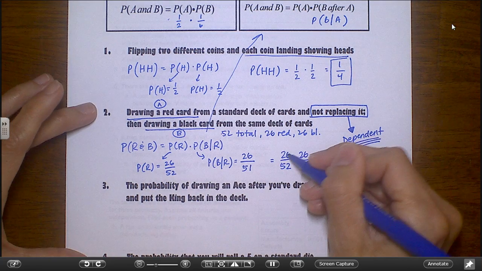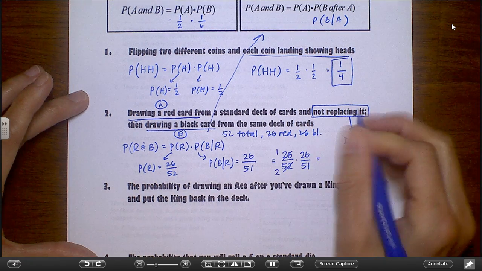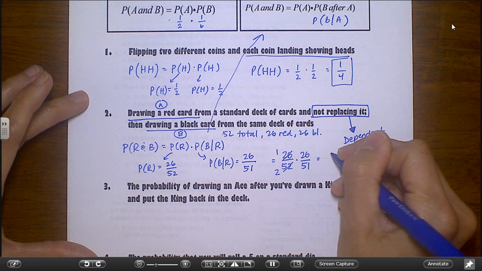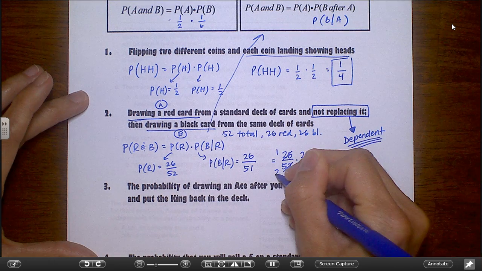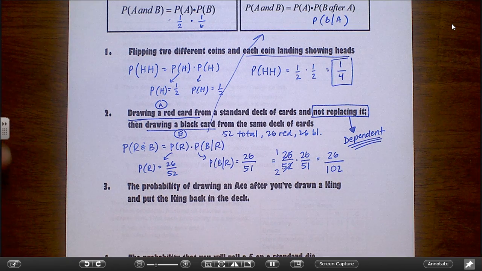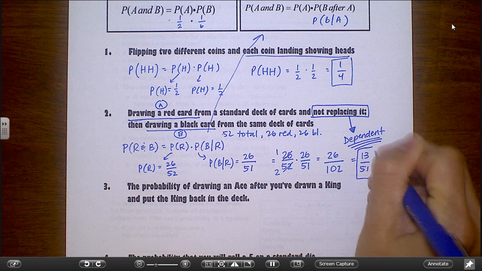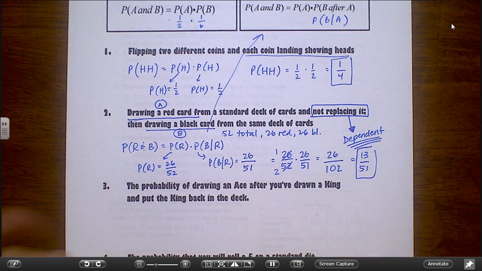Might be a little bit easier to reduce one of these first. I mean, you can use a calculator too, but that's 1/2, right? So now we do 1 times 26 is 26. 2 times 51 is 102. And then you could reduce from there as well. So 2 goes into both of those. And then if you want it in lowest terms, you just put 13 over 51.